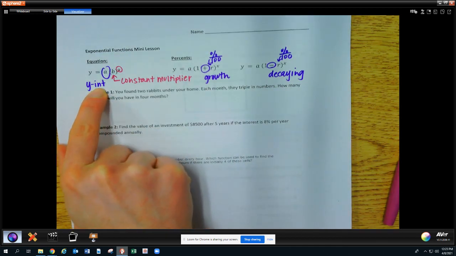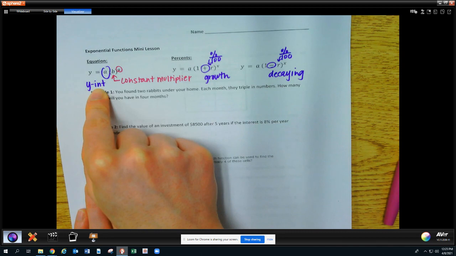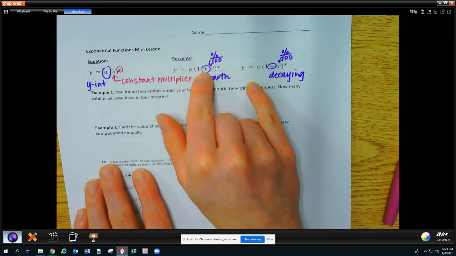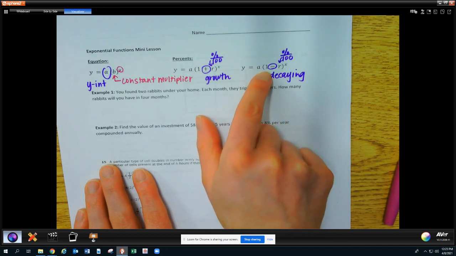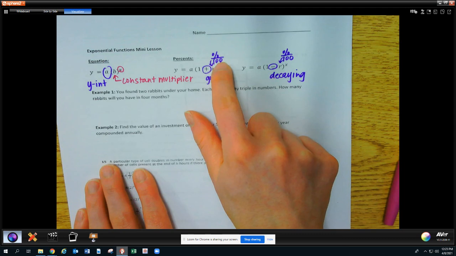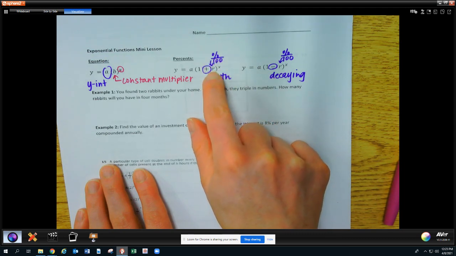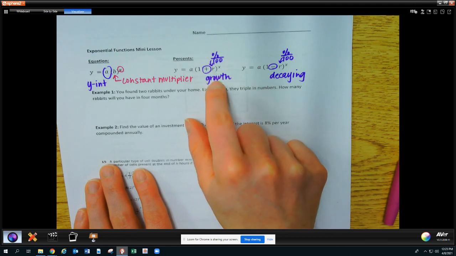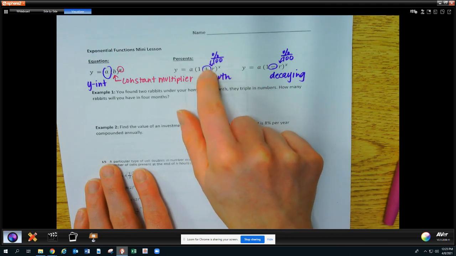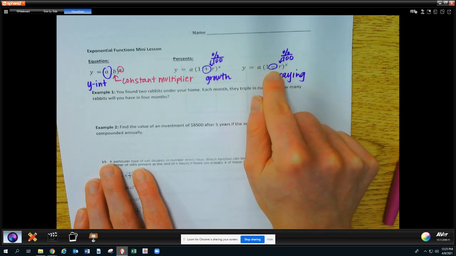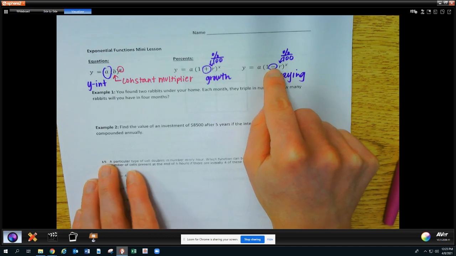If you're dealing with something that is either growing or decaying by a percent, you know you need to have 1 plus or 1 minus r. Take that percent and divide it by 100 to get the decimal value for r. If it's a population that's growing by a percent, you would add it to 1. If it's decreasing, decaying, depreciating, whatever word they're using, you're going to subtract it from 1.